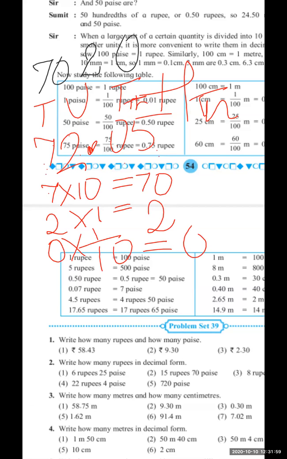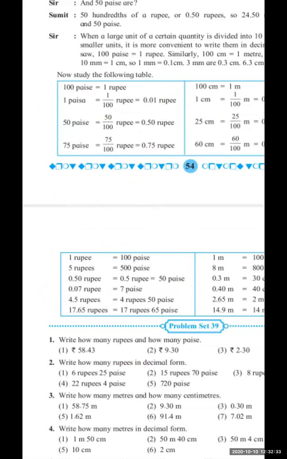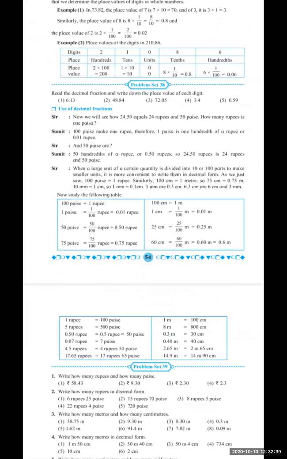And the last 5 is on the 100th place. So 5 into 1 upon 100. So 5 ones are 5 upon 100. So our answer is 0.05. Why 0.05? Because in the denominator 2 zeros are there, so after the decimal point 2 places will come. So the place value of this 5 is 0.05. Okay, very simple to find out the place value of each digit in the given number.